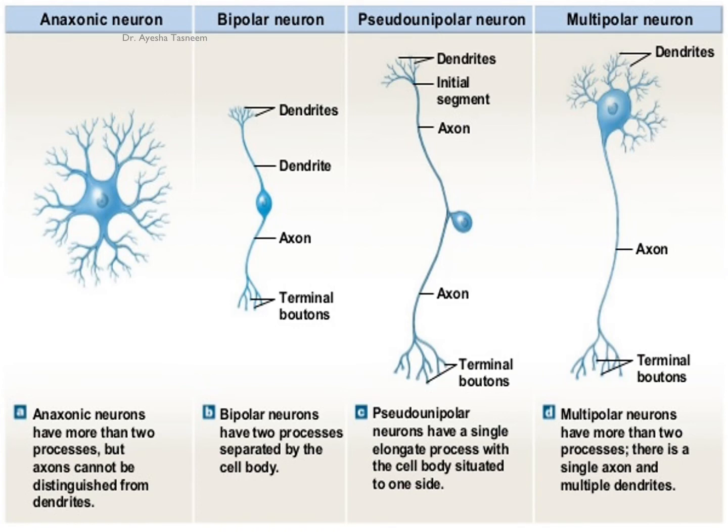Here are some figures of the neurons. Here you can see anaxonic neurons that do not contain any typical axon. On the right side is the second type of neuron, the bipolar neurons.